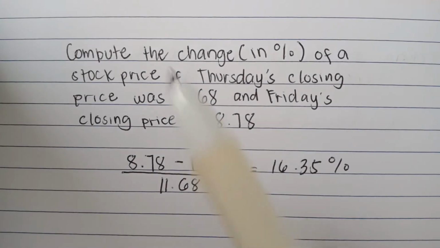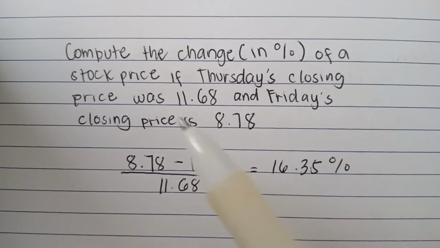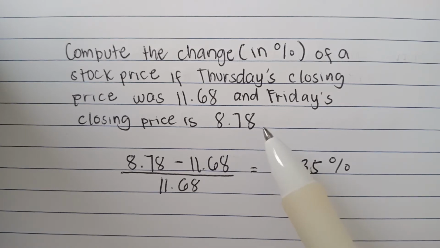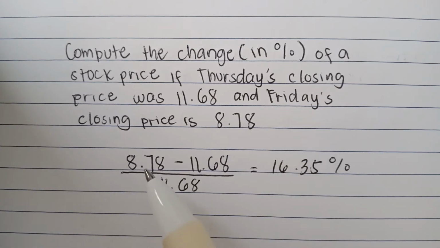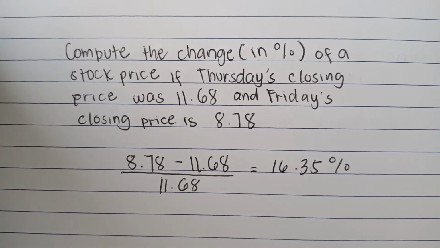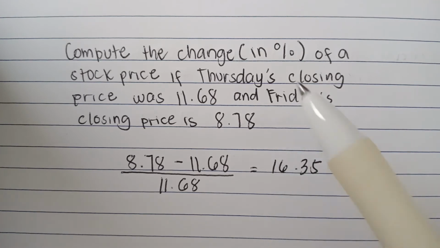Next we need to compute the change in percent of stock price if Thursday's closing price was 11.68 and Friday's closing price is 8.78. So we need to divide 8.78 minus 11.68 over 11.68, which is also the closing price on Thursday. This is equal to negative 16.35%. This is the change in percentage.